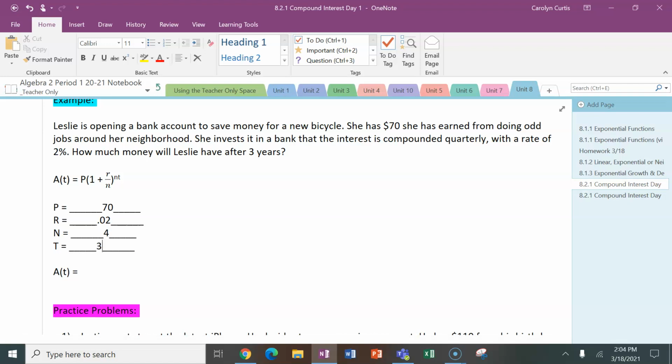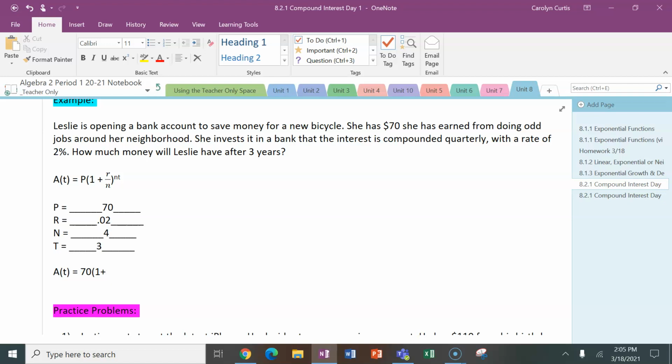So our equation that we're dealing with is A of T equals P times (1 plus R over N) to the NT power. So I know what P is, R is, N is, and T is. So I have A of T equals P, so I'm going to write 70. Parentheses, 1. The 1 doesn't change. I'm not changing that 1. It will always be 1. Doesn't matter what anything else is. 1 is always going to be 1.